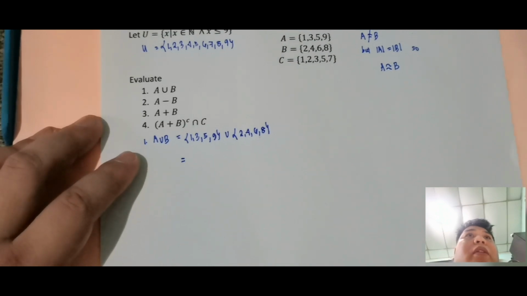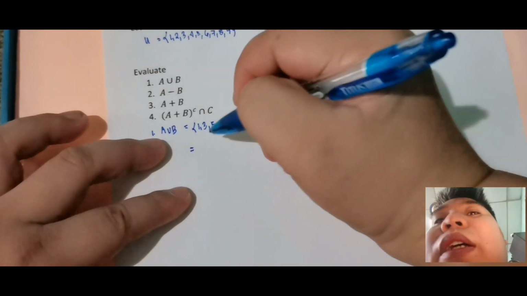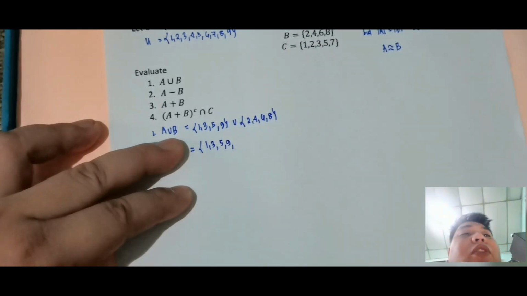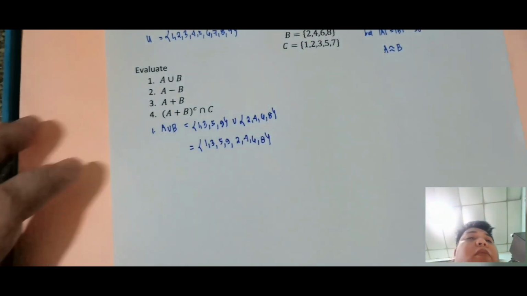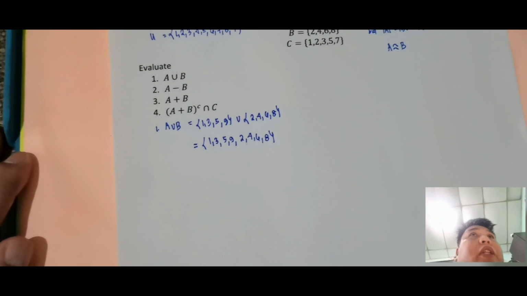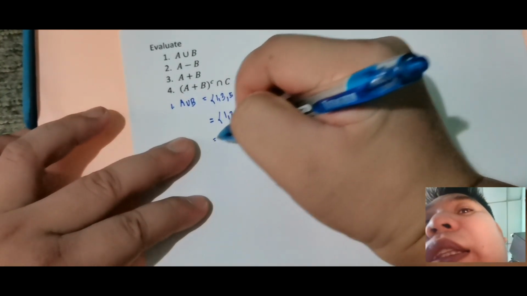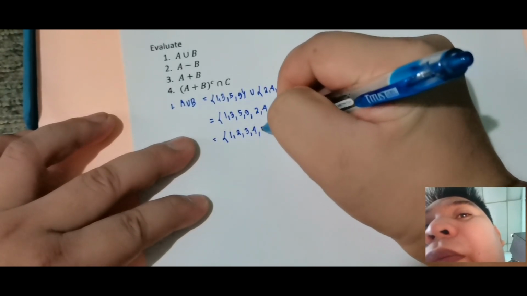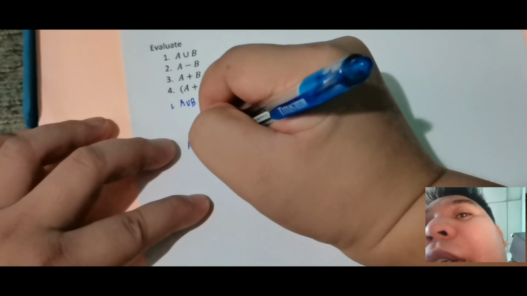Sa set theory, hindi naman lagi dapat naka-arrange in increasing or decreasing order, otherwise naka-state sa direction. Ilalagay ko muna lahat ng element ng A, that is 1, 3, 5, and 9, then comma, kasi i-union ko na, that is 2, 4, 6, 8. Since wala naman akong sinabing order, pwede ko nang sabihin ito yung sagot, kasi wala naman magkapareho sa loob. Pero for convenience, i-arrange ko lang, hindi naman required: 1, 2, 3, 4, 5, 6, walang 7, 8, then 9. Ito yung A union B.